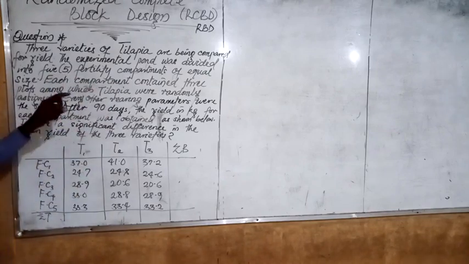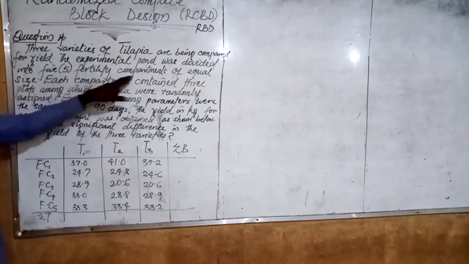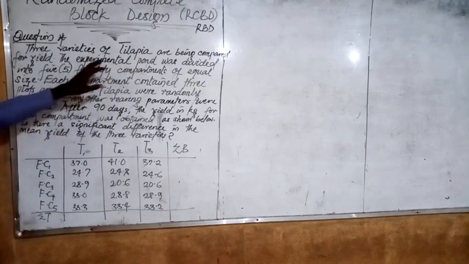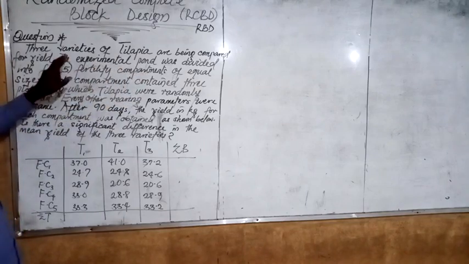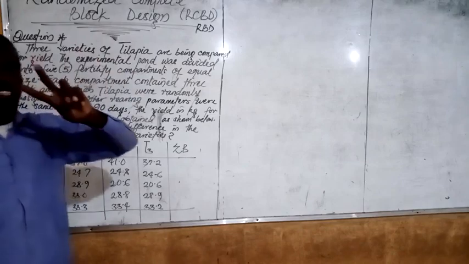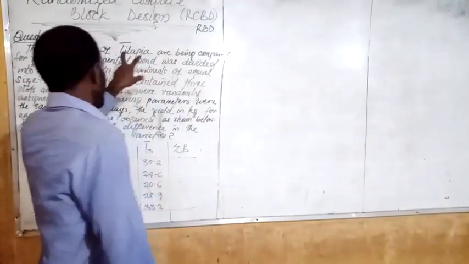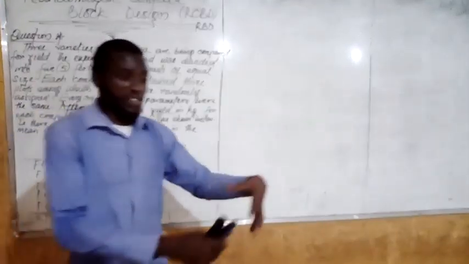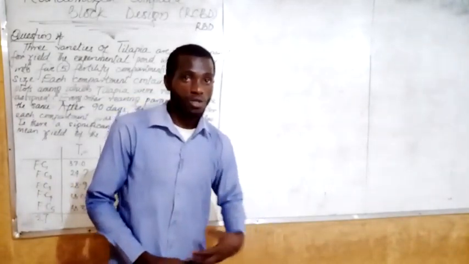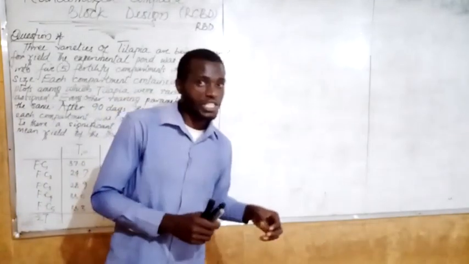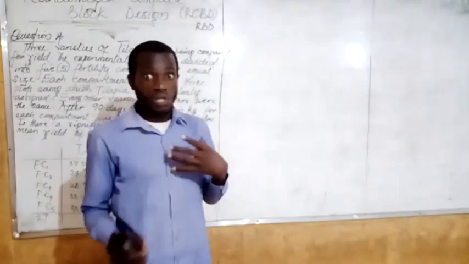So notice that they said they were divided into what? Fertility compartments. So that is a blocking for the 3 varieties you are testing for. So you introduce the first bias, which is you are testing for 3 varieties of tilapia. So you test different species. So that first factor is intrinsic.